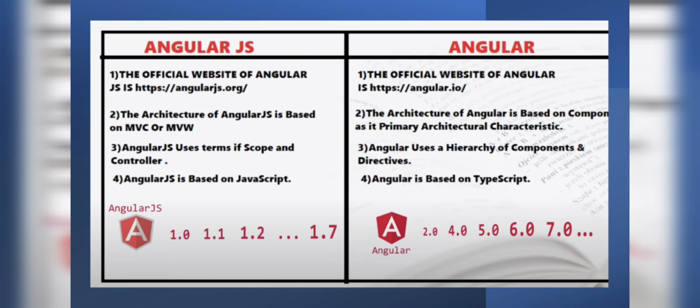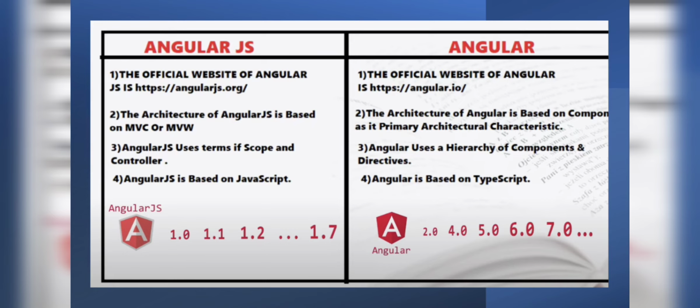And now let us look at the difference between AngularJS and Angular. The official websites of AngularJS and Angular are different. For AngularJS, we have to go through https://angularjs.org, whereas for Angular we have to go to angular.io. This is the official website for Angular.